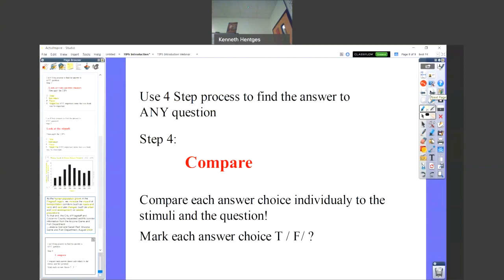Now comes step 4. Step 4 is the most important step in the entire thing. TIPS helps a lot, but this is what students forget to do, is step 4, to compare every answer choice to the stimuli. You turn each answer into true, false, or maybe. Let's go through an example.